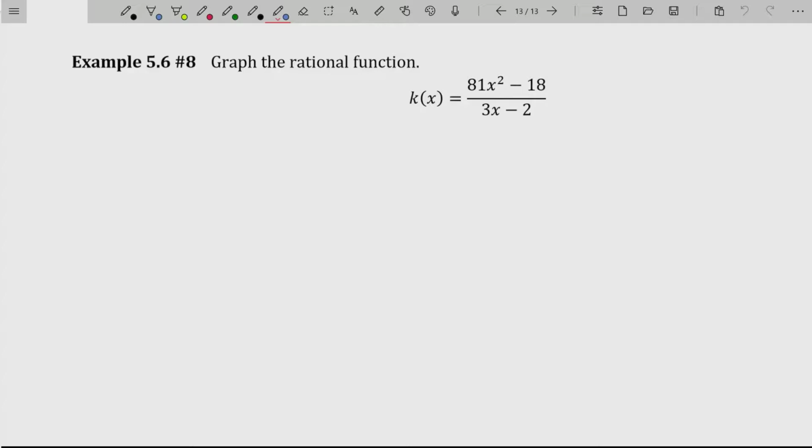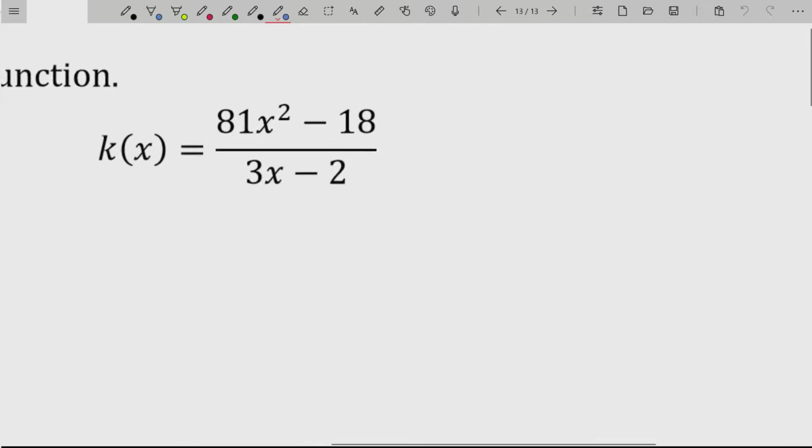So somebody says graph this. Let's just go from beginning to end. So what did I first learn in algebra? Oh, I learned how to factor. So let me go ahead and factor. Notice that 18 and 81 both have a 9 in common. So I'll factor out a 9. I'll be left with a 9x squared. Whoops.